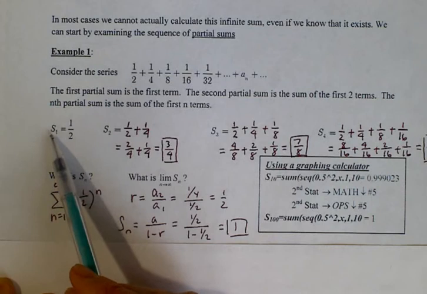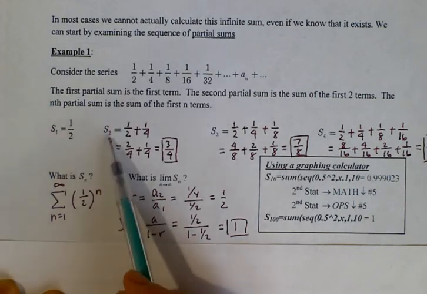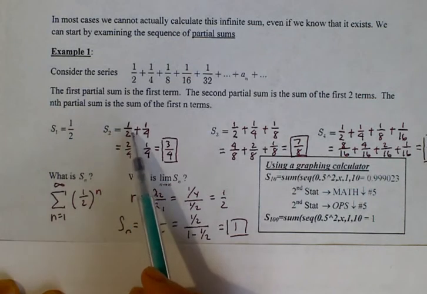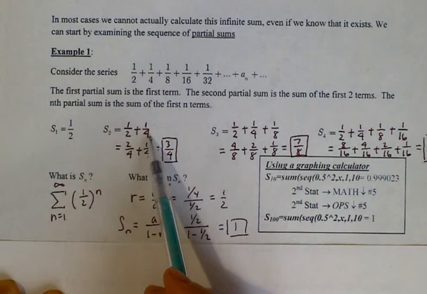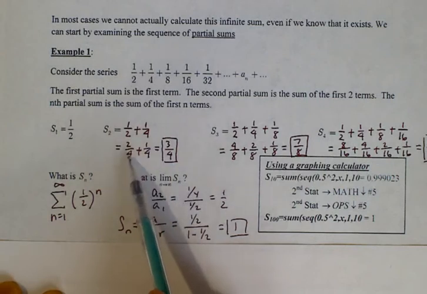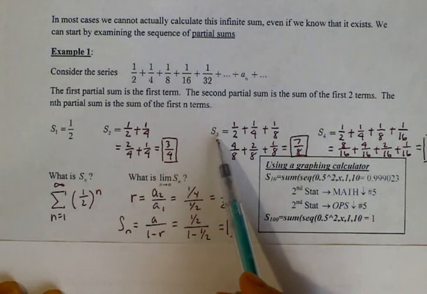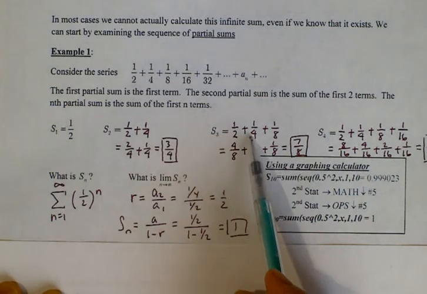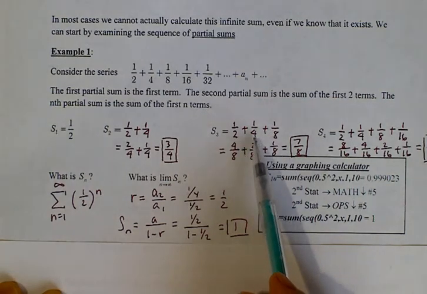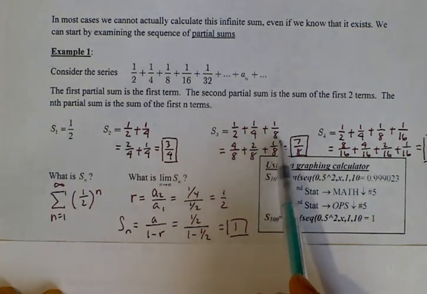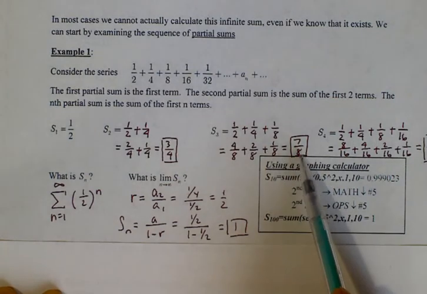So the first sum is just going to be the first term, which is 1/2. The second sum is going to be 1/2, and then you're going to take the second one, which is 1/4, and add them up together. So that will be 3/4. And then the third partial sum is the first, second, and the third added together. So that would be 1/2 plus 1/4 plus 1/8. And so I just got a common denominator, and I end up with 7/8.